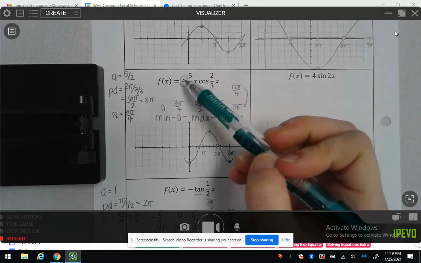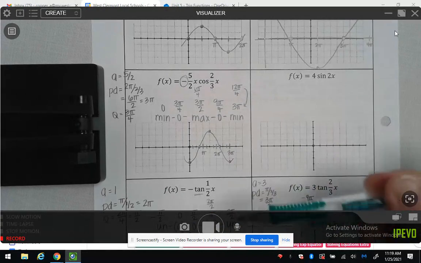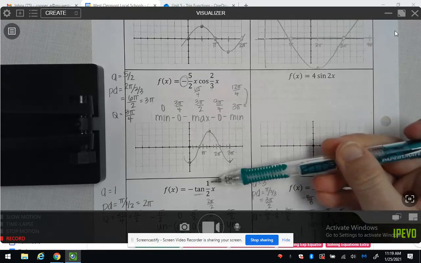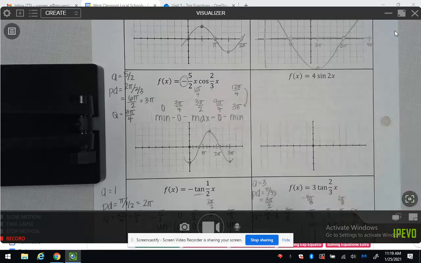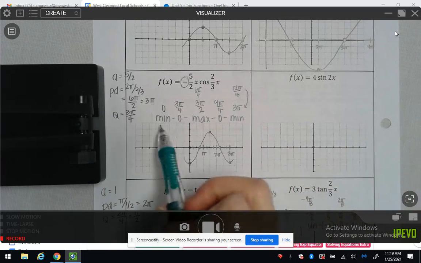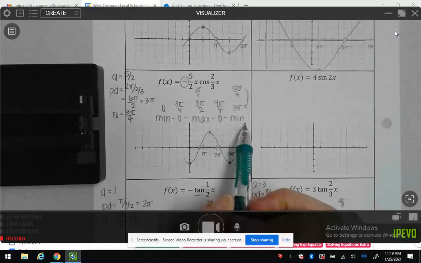Now, I'm going to write my cheat down, but you'll notice that's not usually my cheat for cosine. Remember, this negative sign means it reflects over your x-axis. So whatever was positive on my y now becomes negative. You're going to kind of reverse it. If it was a max, it's now become a min. So my cheat is min, 0, max, 0, min.